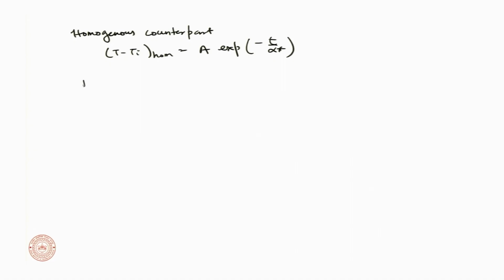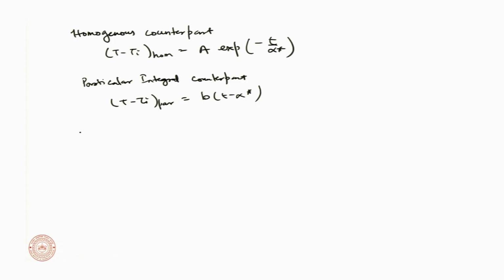So, if that is the case, then we can solve the homogeneous equation. T minus Ti for the homogeneous part will be equal to some constant times exponential of minus T over alpha star. Alpha star is our time constant. And for the particular integral counterpart, T minus Ti for the particular integral will be equal to B T minus alpha star.